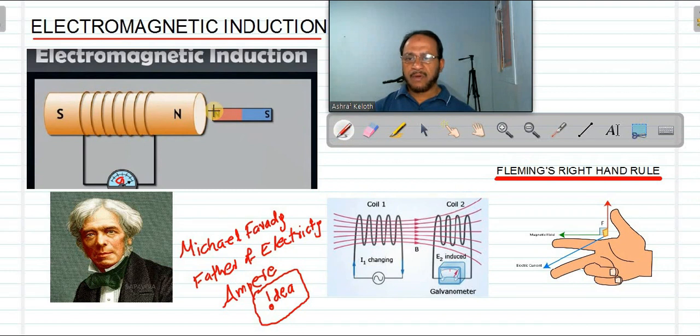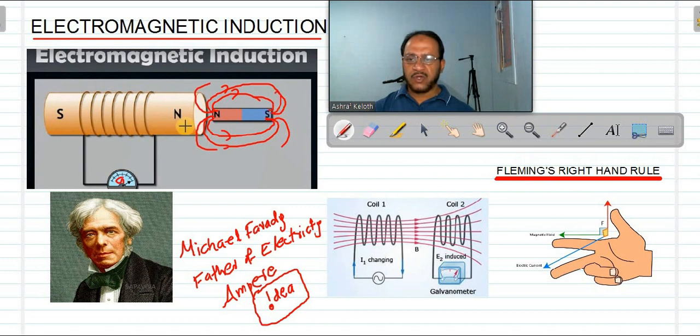Do you remember magnetic field lines? What are magnetic field lines? They are imaginary curves. They originate from the north pole and terminate at the south pole outside the magnet. If you take a bar magnet, you remember the field lines of a bar magnet are like this. They originate from the north pole and terminate at the south pole, in this direction.